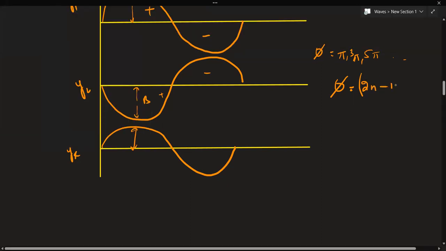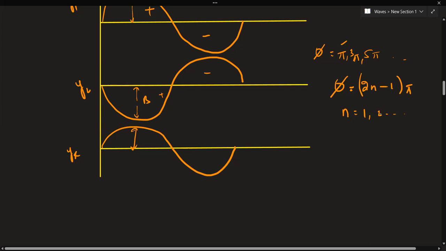To (n minus 1) multiplied by pi. So if I put the value of n as 1, and remember one thing, that it starts from 1, not 0, in destructive interference: 1, 2, up till so on. So if I put n equal to 1, it will be 2 minus 1, that is 1 pi.